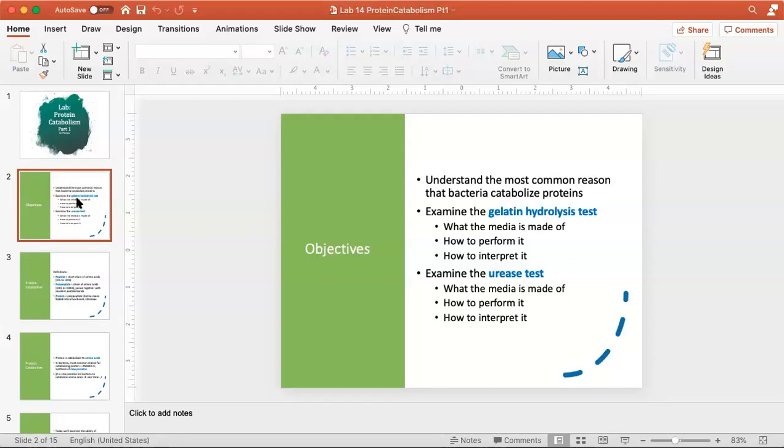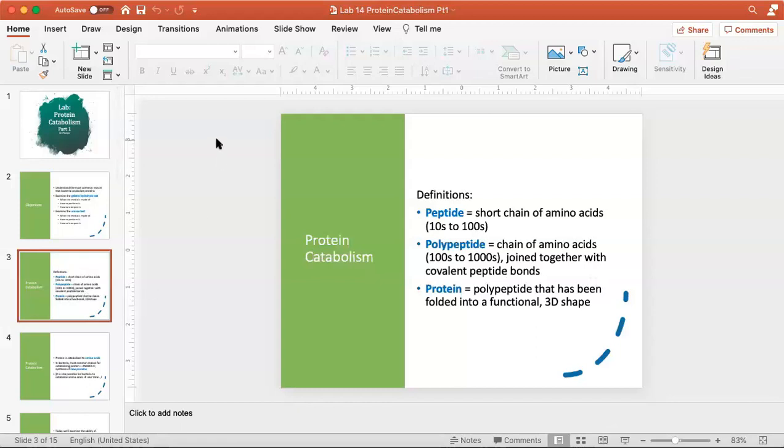And then we'll also talk about a second test, very common test, called the Urease test. We'll talk about what urea is, what the urease test media is made out of, and again, how to perform it and how to interpret it. So let's begin by just reviewing some of the terminology around protein. As discussed in the lectures, there are some terms that are used when we talk about proteins that are not automatically known to all of us.